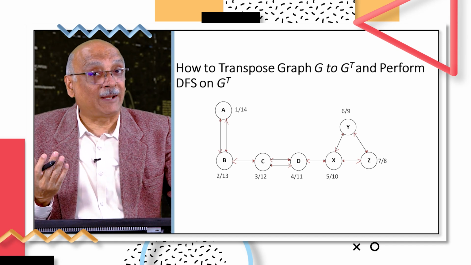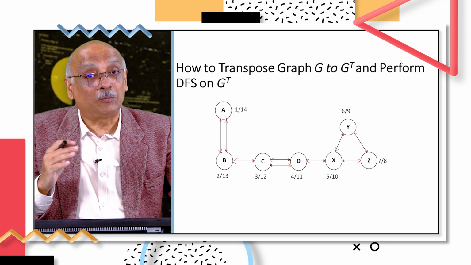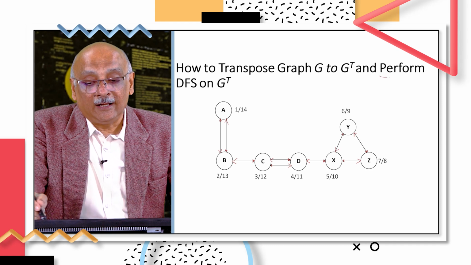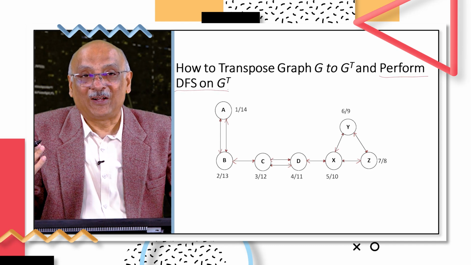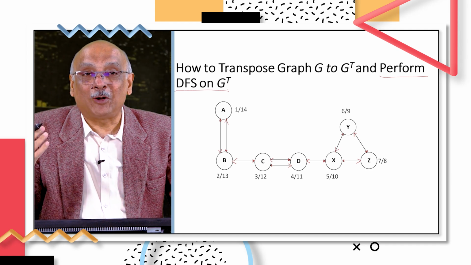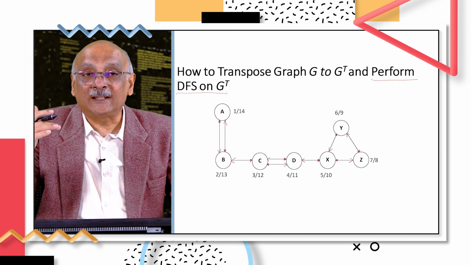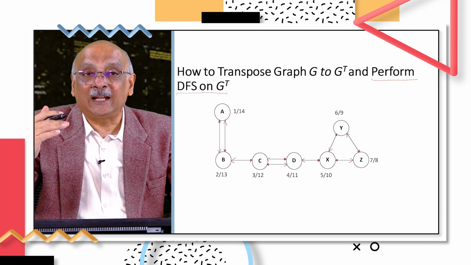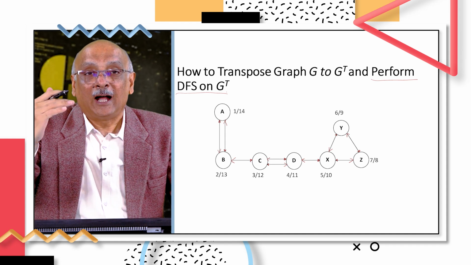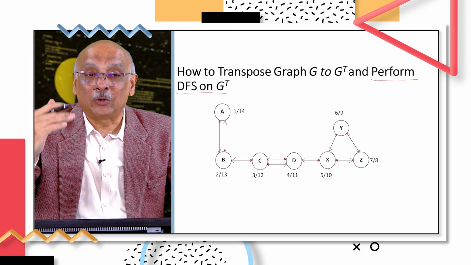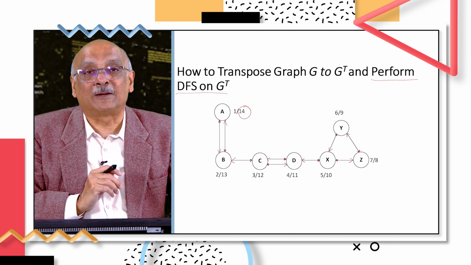Now what is the next step after the GT? The next step after obtaining the GT will be to perform the depth first search on GT. If I want to perform the depth first search on GT, what was the constraint we had assumed? We will start from the highest numbered completion time node. Which is that? A, because it got the highest completion time.